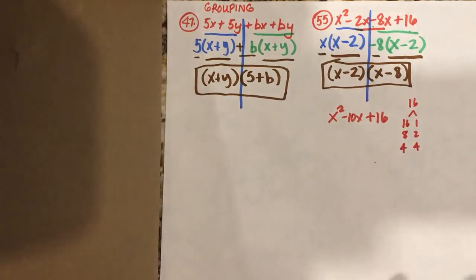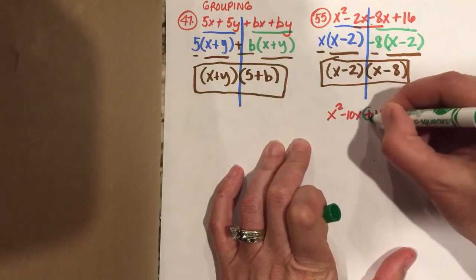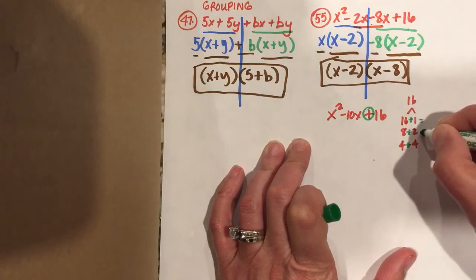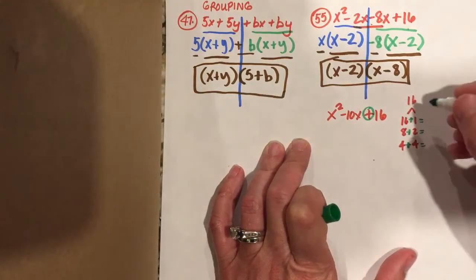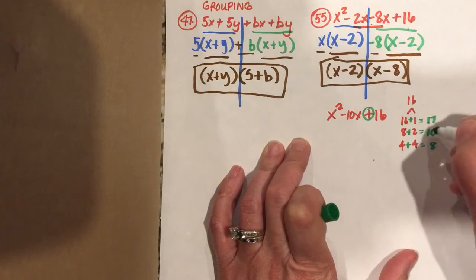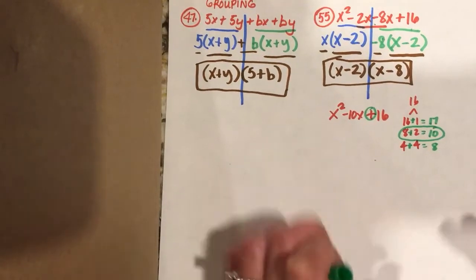Coming back to look at my equation, I would see that my C term is positive. So I'm looking for the sum of any two factors of 16 that would give me a value of 10. And I have 8 and 2, and there's my 10 right there. So 8 and 2 are my two terms.